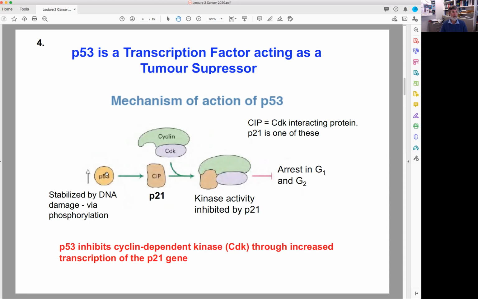So also note, and we're going to talk about this in the third lecture of this series, P53 is actually stabilized by DNA damage. So DNA damage results in activation of a kinase that phosphorylates P53, which increases the stability of P53, so that P53 is more active after DNA is damaged, arresting in G1 and G2 so that the cells have a chance of repairing that DNA before progressing. So here anyway, P53 inhibits cyclin-dependent kinase, the CDK, through increased transcription of the P21 gene.